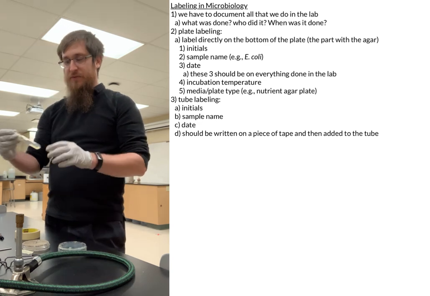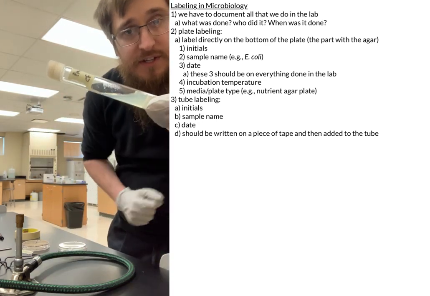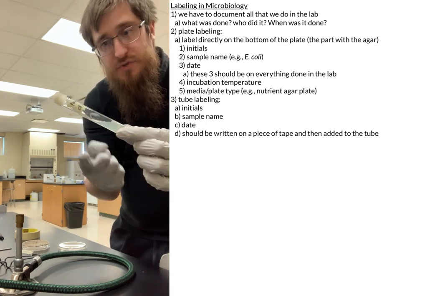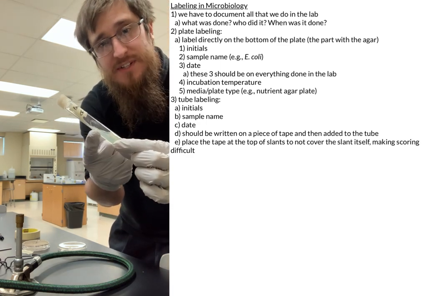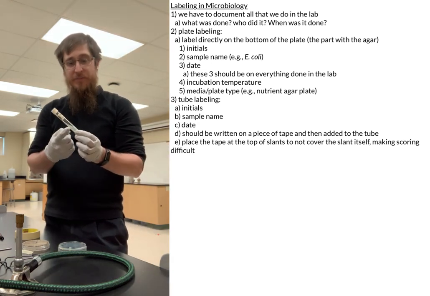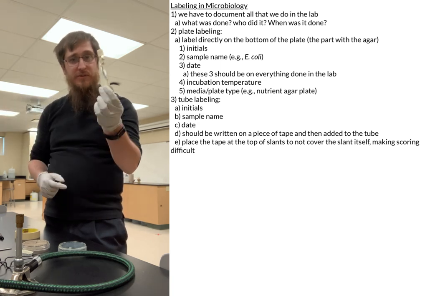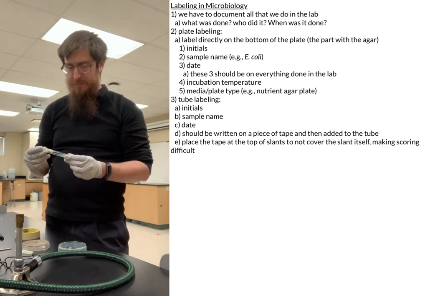Just a little note, if we are doing slants, the ones that have a little bit of slanted agar inside of there, try to put the tape at the top, not where the slant is. Because when you go to score it after it's grown, it might be hard to see if you got a huge piece of tape, especially if you wrap it all the way around where the slant is, and you won't be able to see anything.